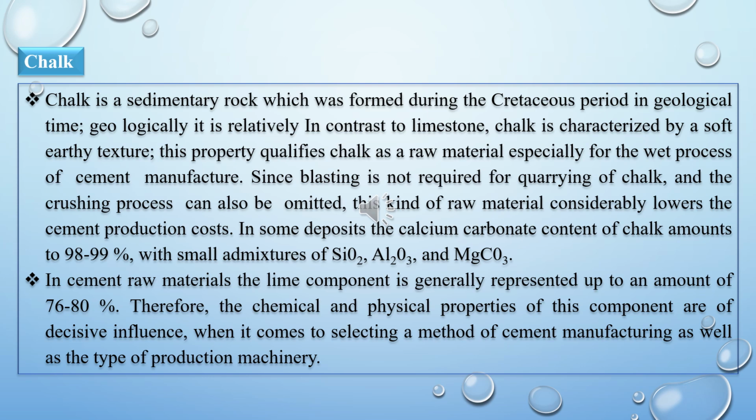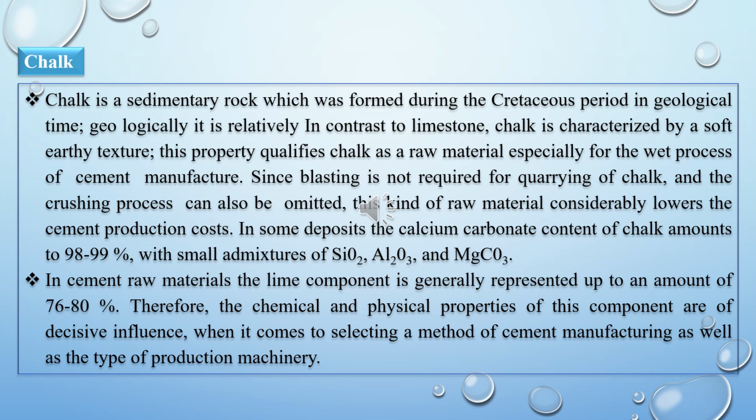Since blasting is not required for coring of chalk, and the crushing process can also be omitted, this kind of raw material considerably lowers the cement production cost. In some deposits, the calcium carbonate content of chalk amounts to 98 to 99%, with a small admixture of silica dioxide, aluminum oxide, or magnesium carbonate.